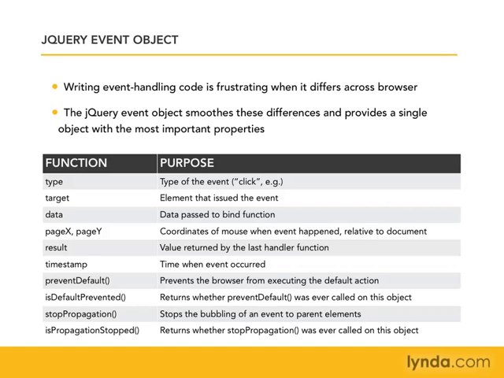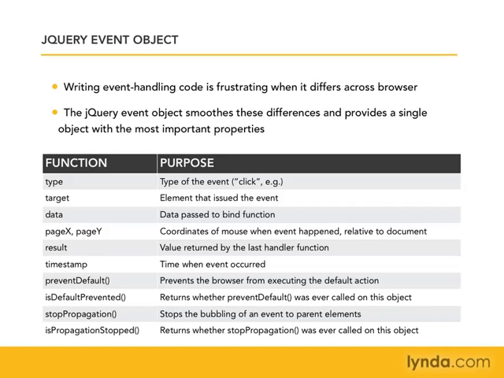So those are the most common properties. There are a couple of functions that you might want to use as well. The preventDefault function prevents the browser from executing whatever the default action for the event is. So this essentially stops the event from causing whatever the browser would normally do with it, for example, following a link. The isDefaultPrevented function will return whether the preventDefault function was ever called on this event object. So to see if it was ever prevented, you can check this function. And stopPropagation stops the bubbling of an event up to the parent elements.